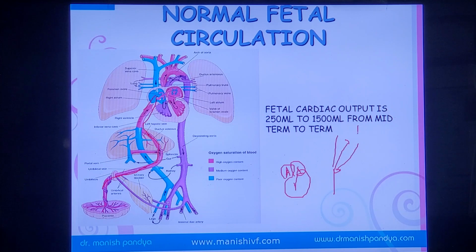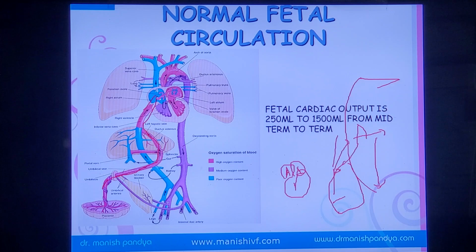From the right atrium, there is the foramen ovale. From the foramen ovale, this blood directly goes into the left atrium. From the left atrium, it goes into the left ventricle. From the left ventricle, it comes out in the aorta and goes into the circulation. So because of this ductus venosus, the least blood is going into the right ventricle. How are you identifying the right ventricle?